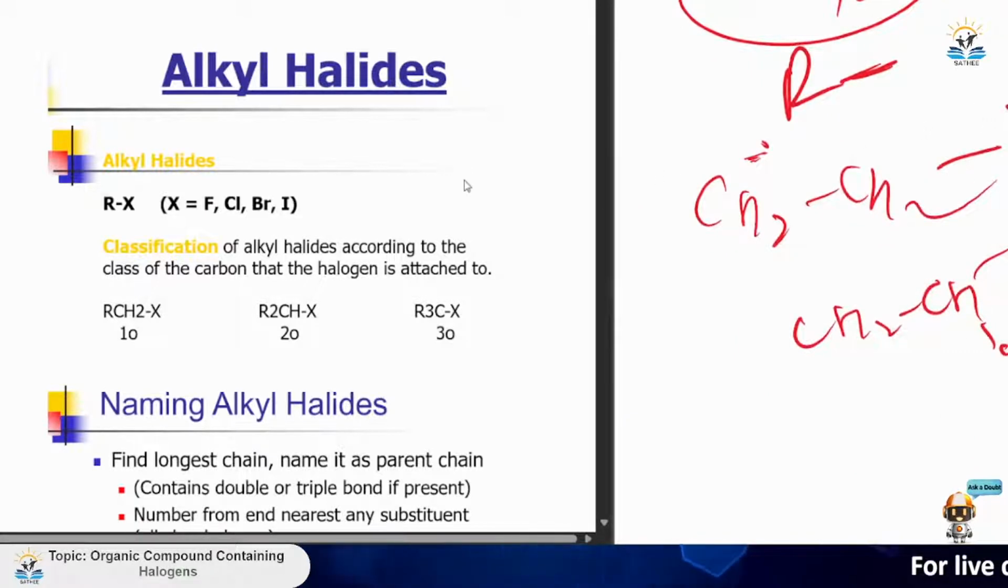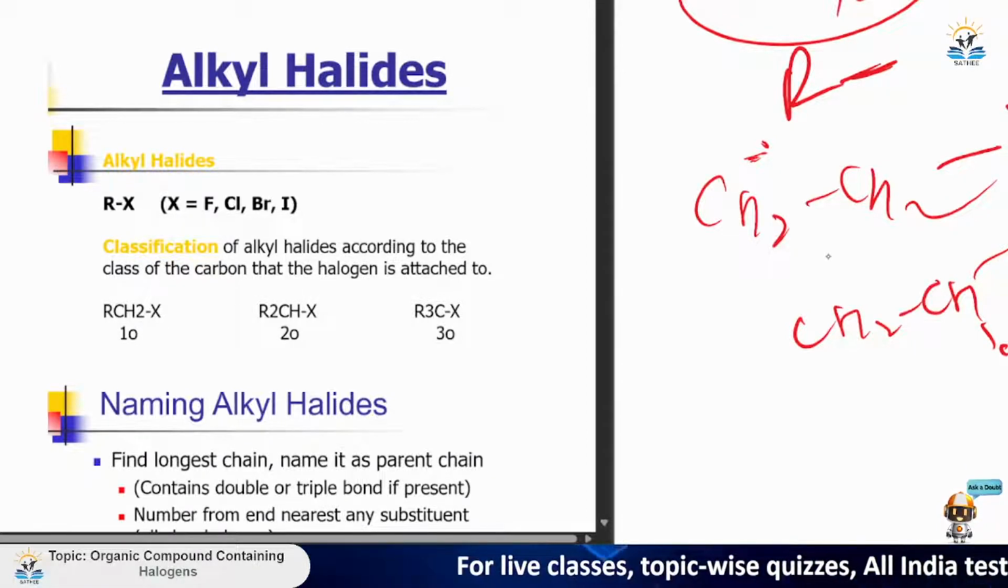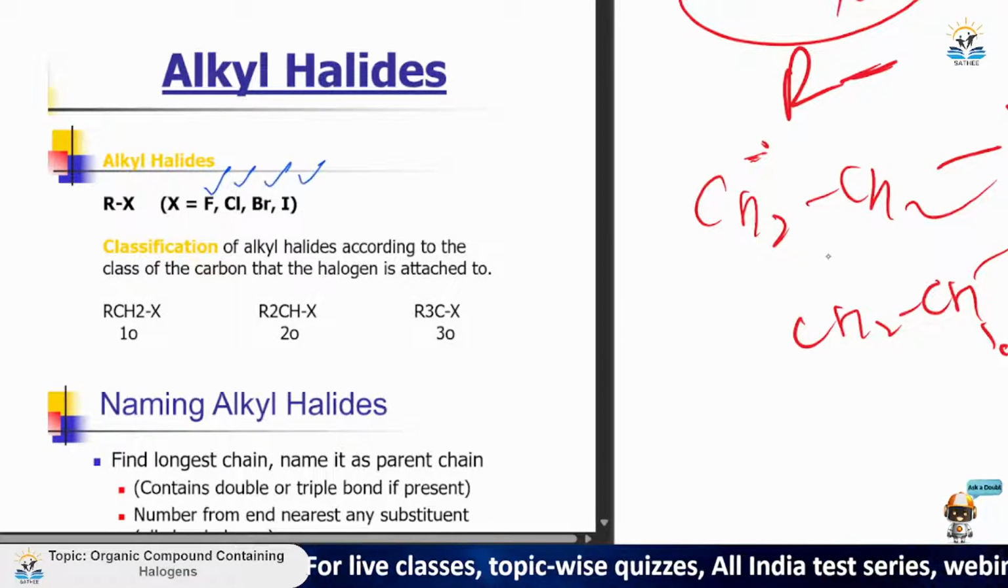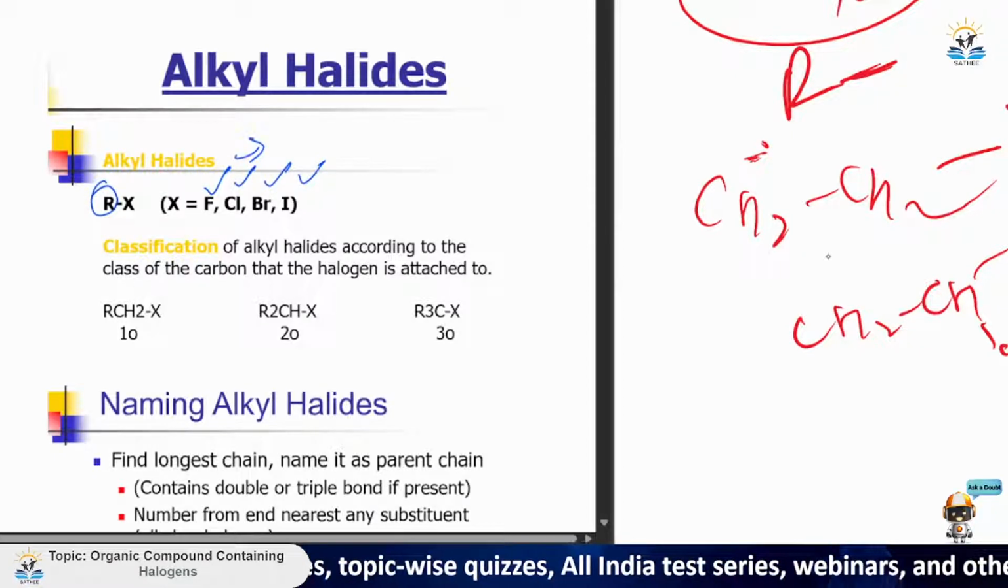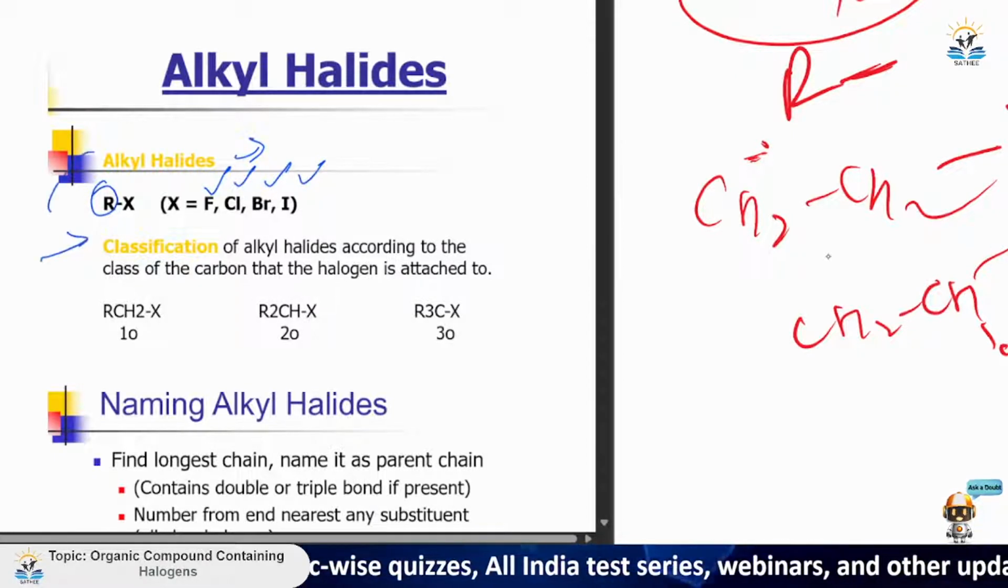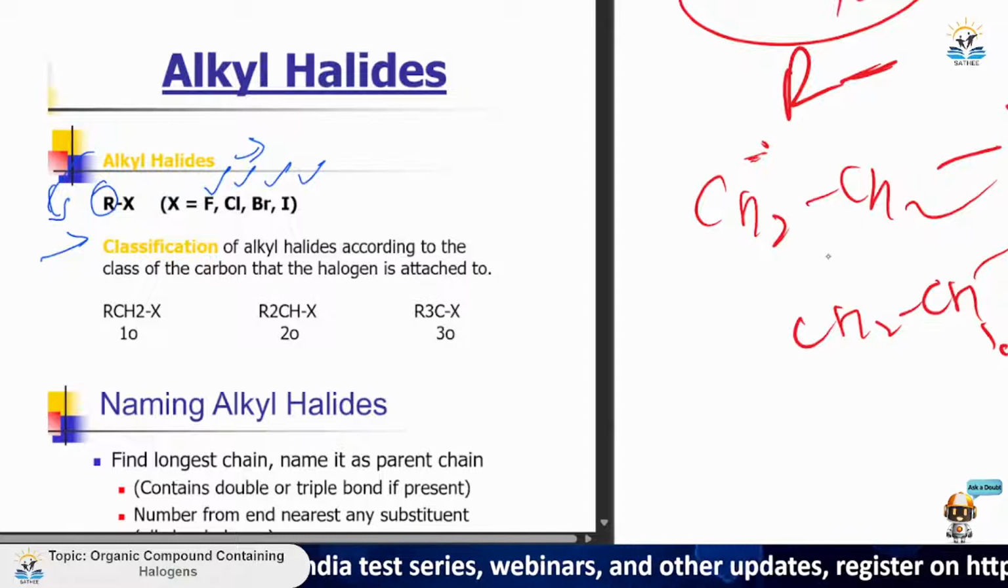So, coming on to the alkyl halides, it means any organic compound, any carbon chain which is connected to a halogen. The halogens are fluorine, chlorine, bromine, iodine. If it is connected to the R chain, then it is called an alkyl halide. We will discuss some of the properties of alkyl halides, some of the chemical properties, and how these alkyl halides are made. Some named reactions we will also see here.